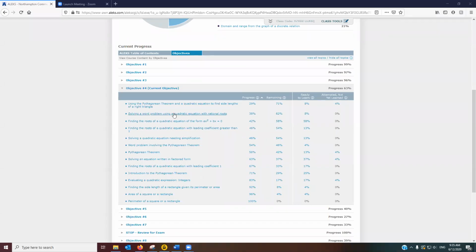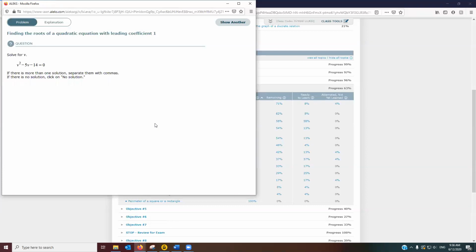I'm recording a video for Objective 4 in ALEKS. So Objective 4 has a couple of parts to it. One is solving quadratic equations, and then we use that method to work with rectangles and what's called the Pythagorean theorem. Let me start out with some examples of solving a quadratic equation.